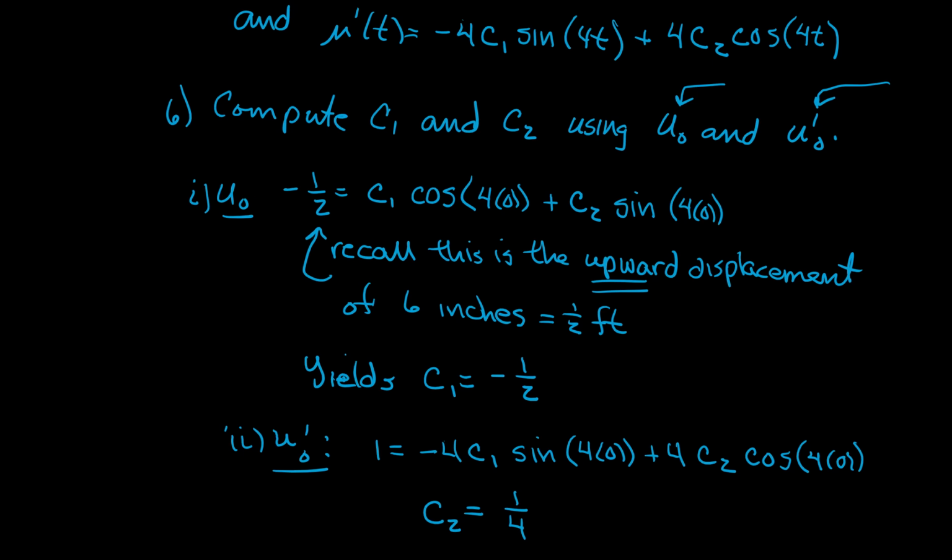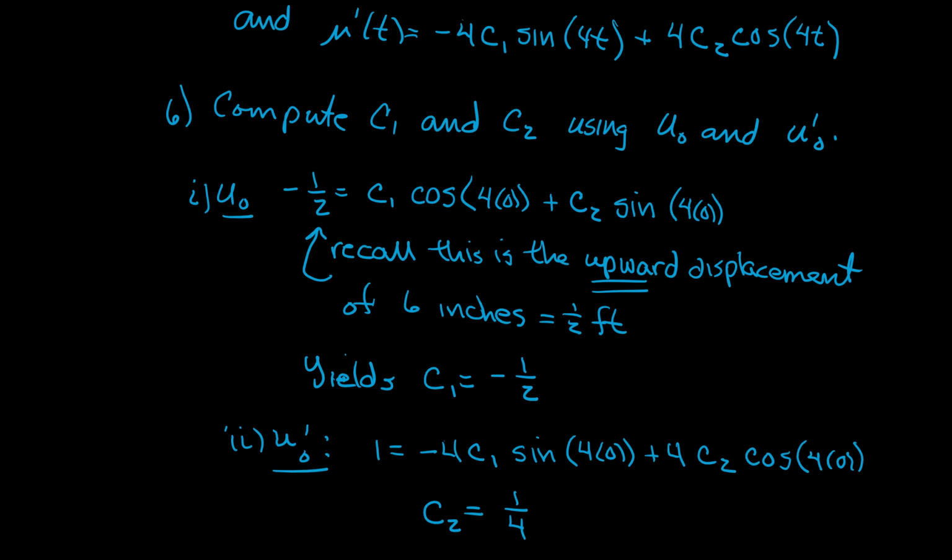Oh yeah. So what we're going to do here is take u of 0, and u of 0 was a negative 1/2, and we're going to set that negative 1/2 equal to c1 cosine 4t plus c2 sine 4t. But remember, since it's at the initial value, our t is going to be 0 in each case. Now this is going to make it pretty nice because the sine of 0 is 0, the cosine of 0 is 1. So we get then that c1 is a negative 1/2.